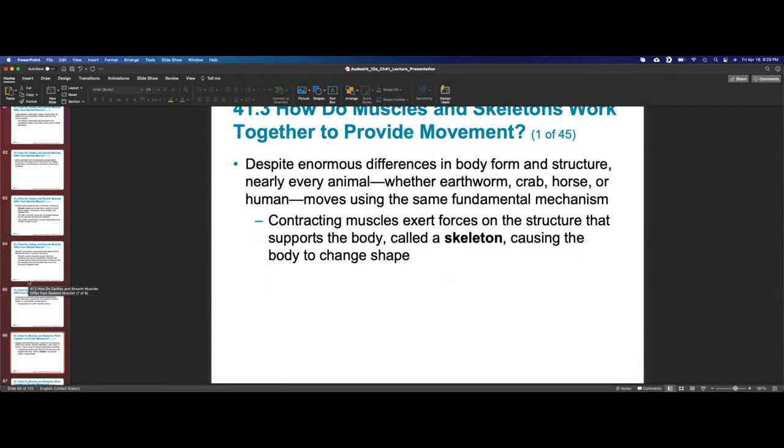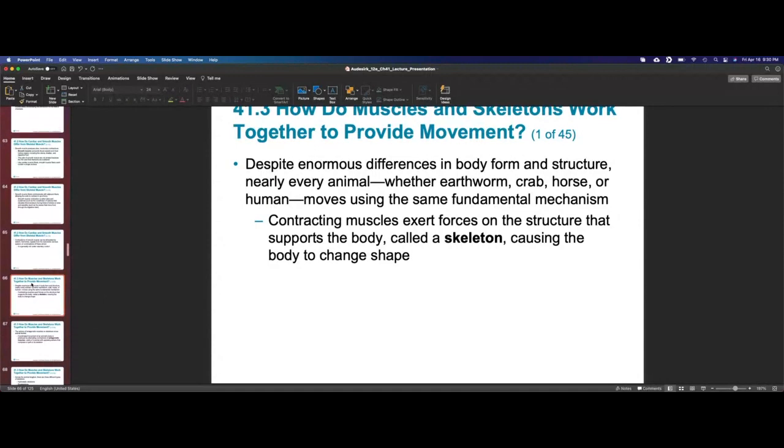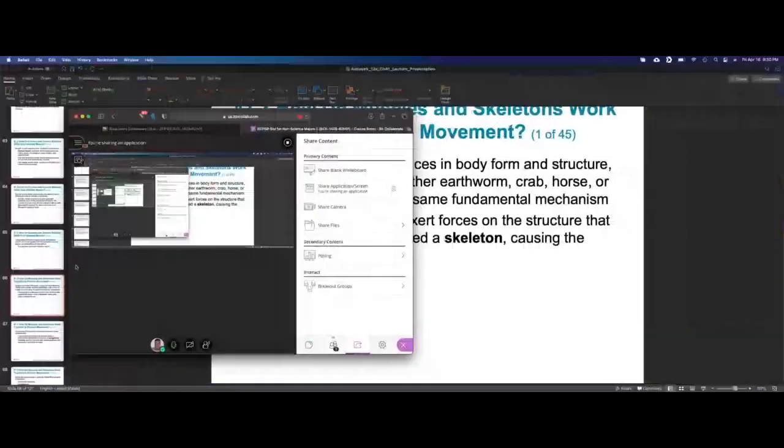And ultimately, when it comes to skeletal muscles, the whole point is to exert a force on the skeleton. So we're actually going to stop it about there for this one. And then you guys can join me for the second video where we get more into what the skeleton is.